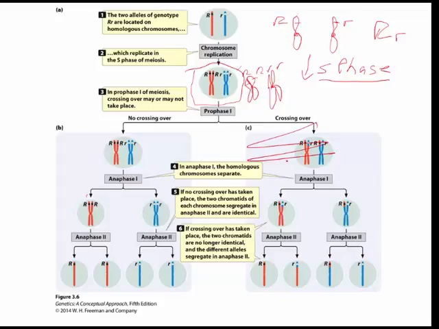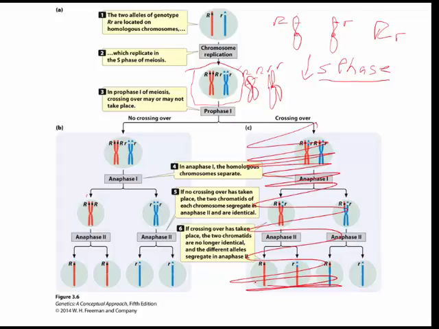Oh, crossing over. We're not going to talk about crossing over. All right, so don't worry about that. We're gonna come back to that later. I think right now it just confuses the issue.